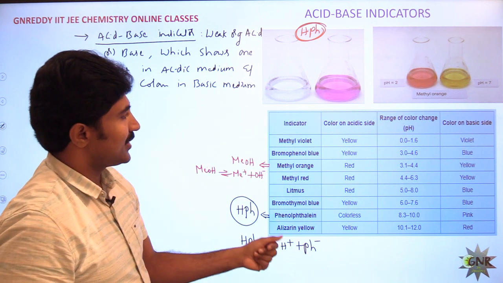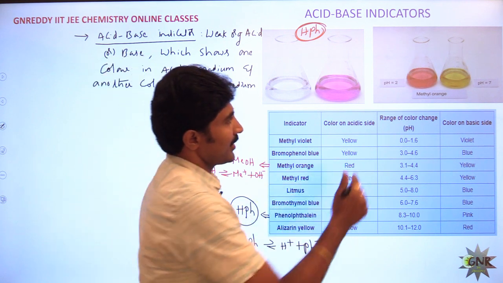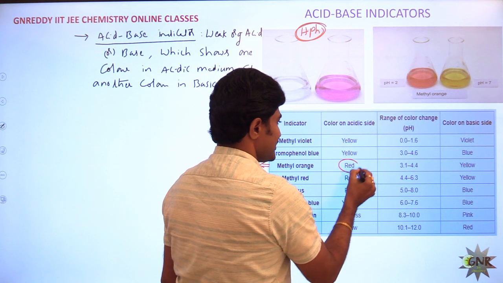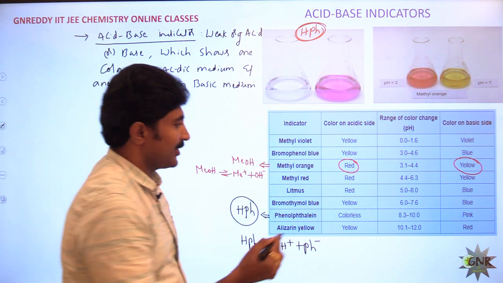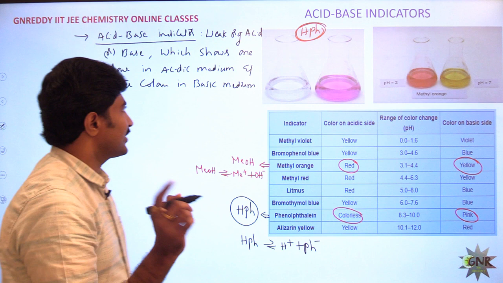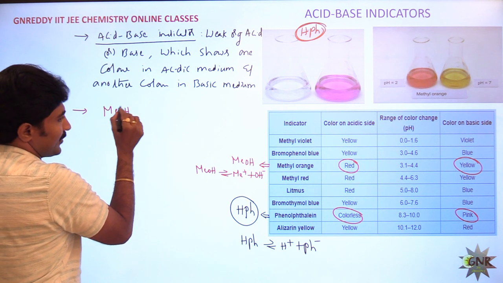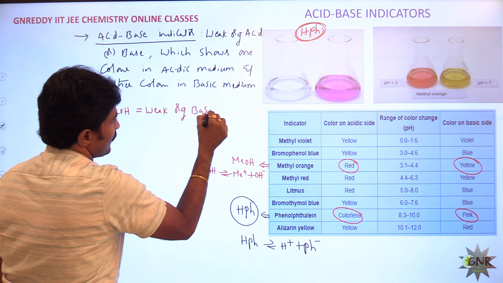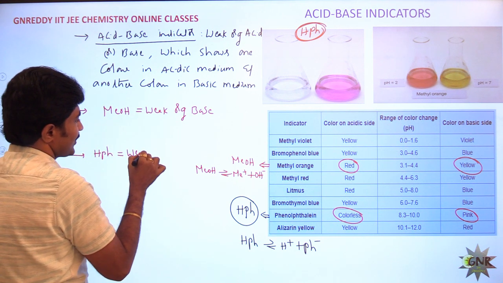Okay, so I gave these colors in different media. In acidic medium, what is the methyl orange color? Red. This is orange red, and in basic medium, yellow. Methyl orange is red and yellow, and phenolphthalein color in acidic medium is colorless, and in basic medium pink color. For every indicator, here methyl orange indicator is a weak organic base, and phenolphthalein indicator is a weak organic acid.